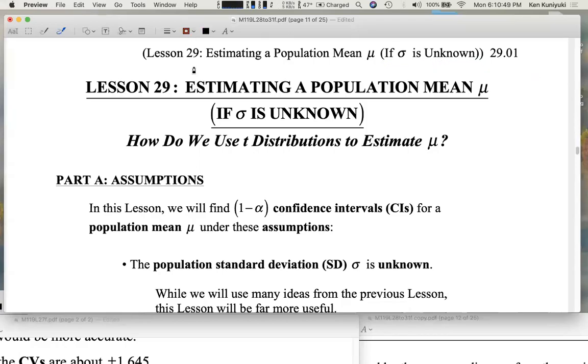Hi everyone. So we're now going to do the more practical case in lesson 29, where we're estimating a population mean mu if sigma is presumed unknown. This is the more common and practical case.